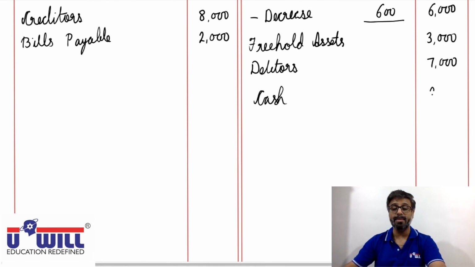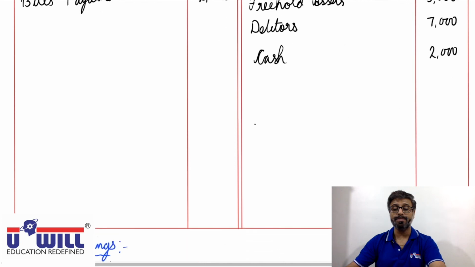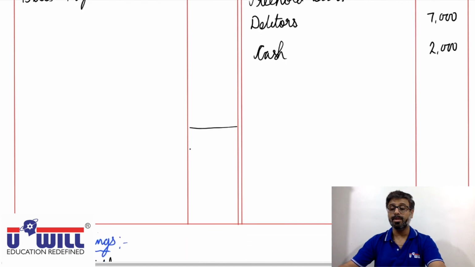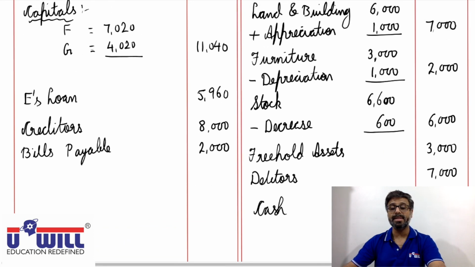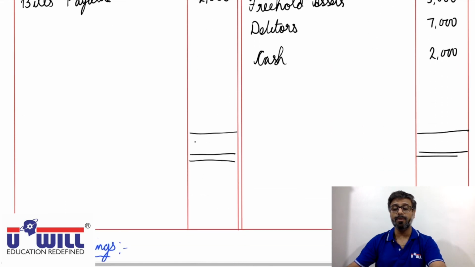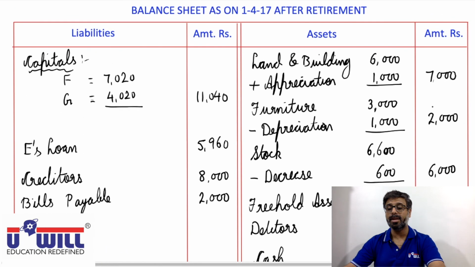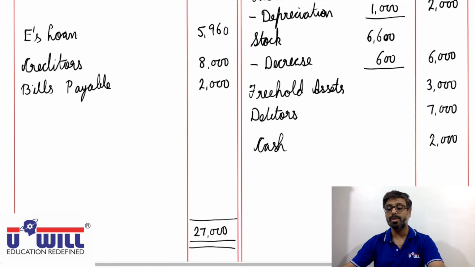And now let's see the balance sheet gets tallied or not. First, liabilities side: 11, 16, 24, 26, 27,000. Now all of you check on asset side: 7, 9, 15, 18, 20, 27. So it gets tallied.